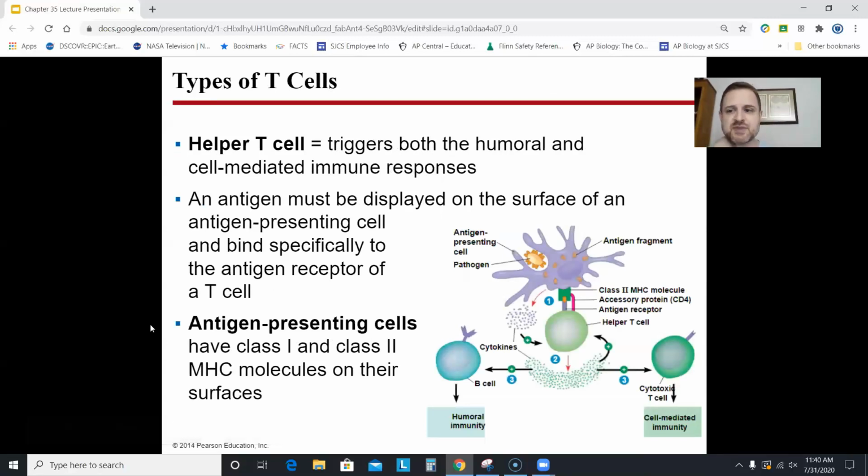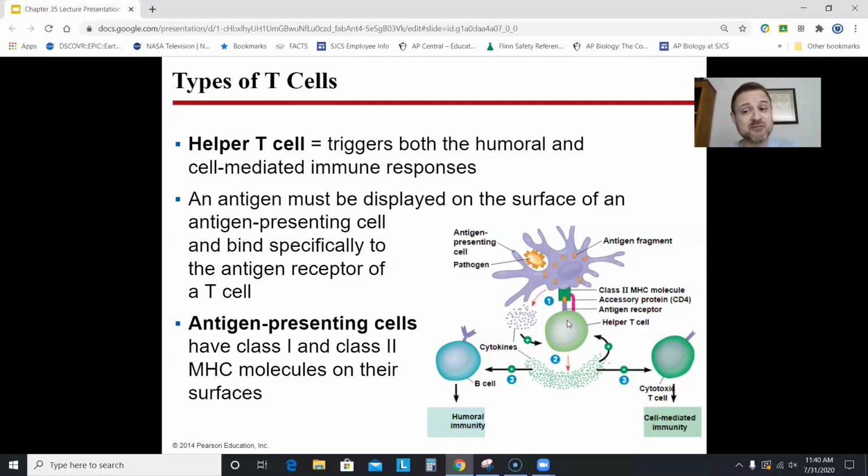So types of T cells. Helper T cells, that's a great name, are cells that help out, all right? They boost what's already going on. Helper T cells can stimulate both the humoral response and the cell-mediated response. And going back to what we said before, here I have the general idea where I had an antigen, it got engulfed by some kind of white blood cell. You presented the fragment in an MHC molecule, and it presented it to a helper T cell.